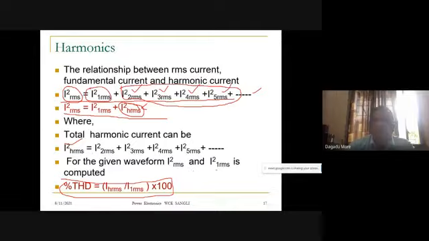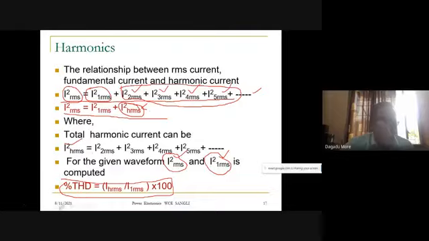For a given waveform, we can find out two values: I RMS, and I1 RMS, the RMS value of the fundamental current. Once you know I RMS and I1 RMS, you can find out IH RMS from this expression. For any given waveform, we find out these two values, and from them we find the harmonic value using this expression.